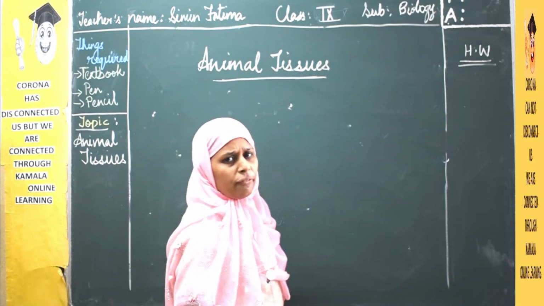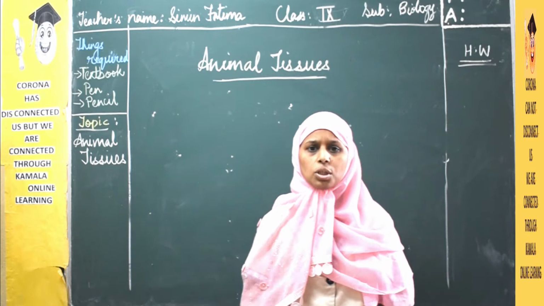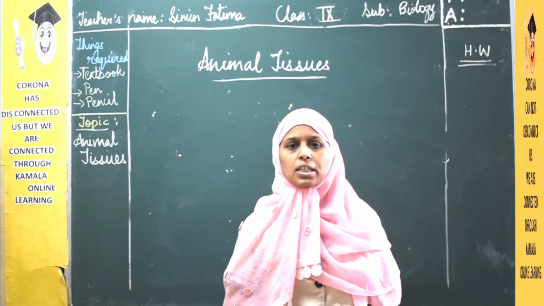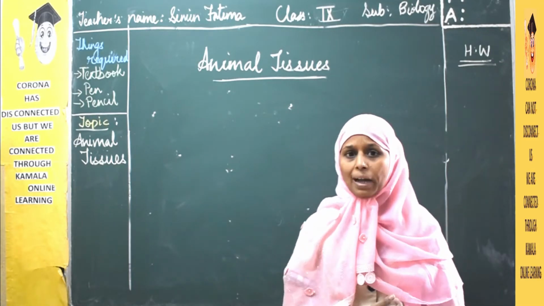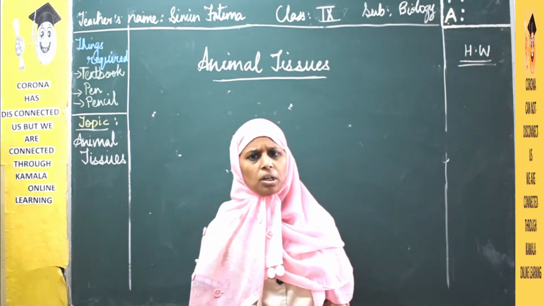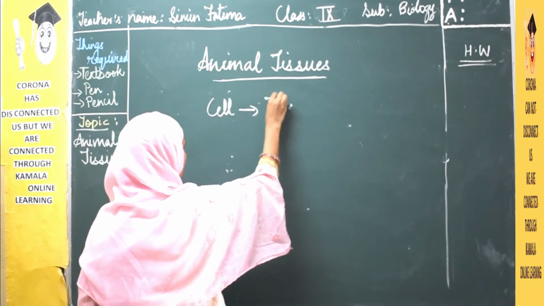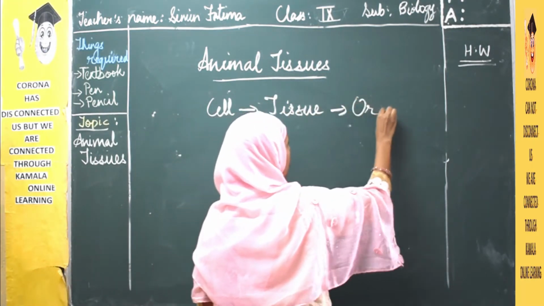Now before that, we'll just have a quick recap of what is a tissue. So tissue is what? It is a group of cells performing specialized functions. Now when the group of cells combine together, performing different specialized functions, they form a tissue. A group of tissues again forms what? An organ.